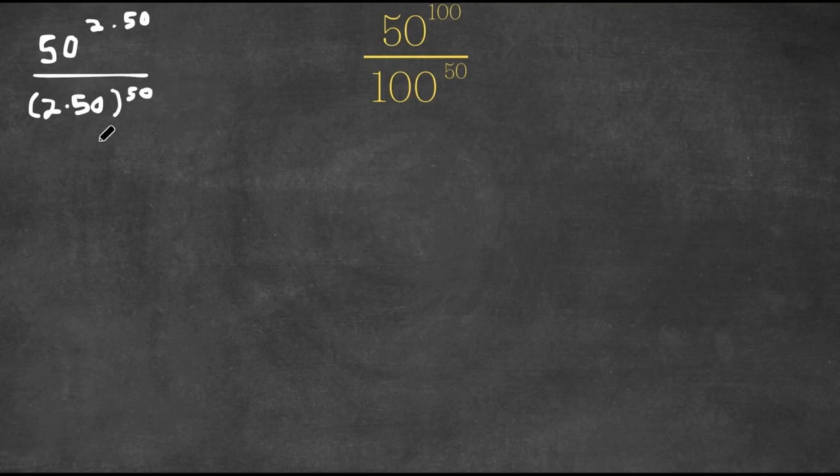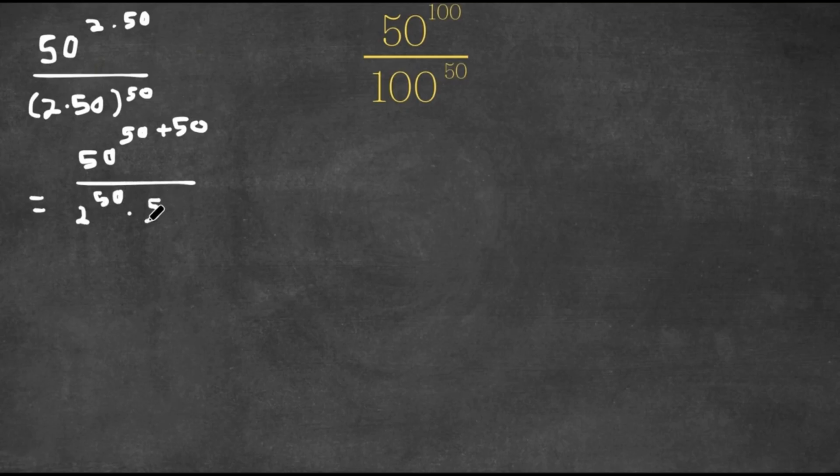Now, this is going to equal 50 to the power of 2 times 50, which is simply equal to 50 to the power of 50 plus 50. Now we're going to divide this by 2 times 50 to the power of 50. This would equal 2 to the power of 50 times 50 to the power of 50.